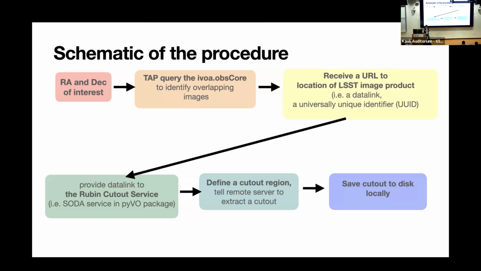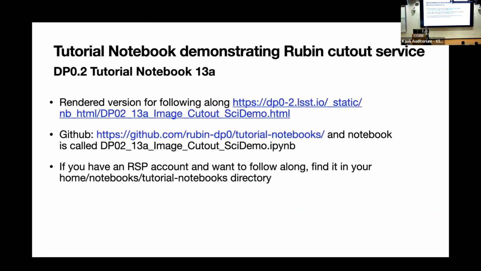The SODA service is contained inside the PyVO Python package, which you can import when you're on the Rubin Science Platform. Once you have this SODA service class, you can define the cutout region that you want. You tell the remote server, this is the cutout that I want to make from this image that's pointed to by this URL. Then you can save the file locally on your machine rather than transfer the whole patch and tract image to your hard drive.